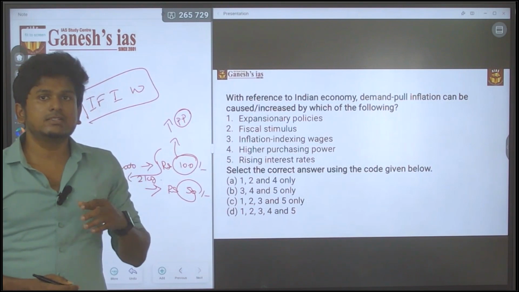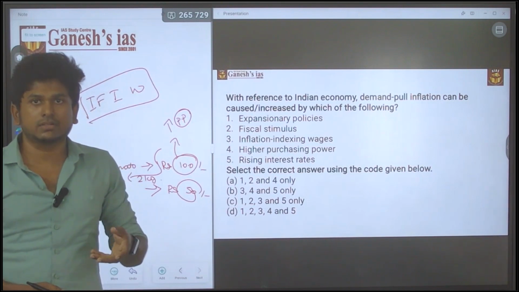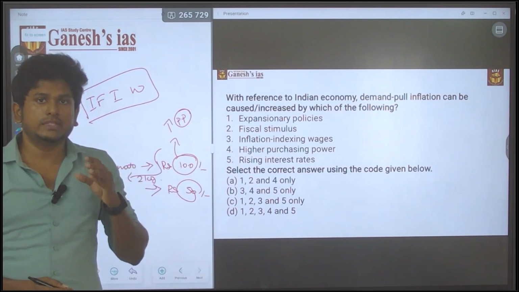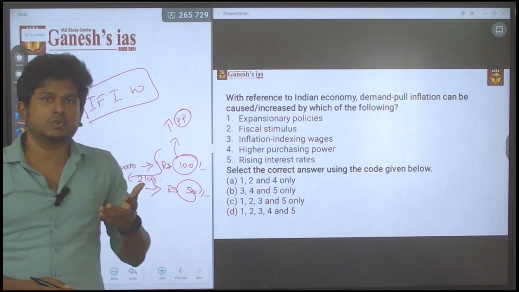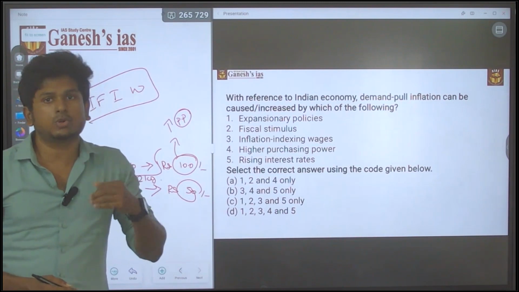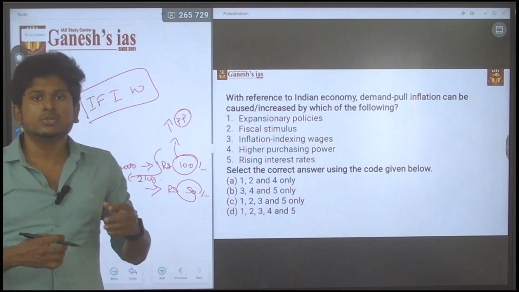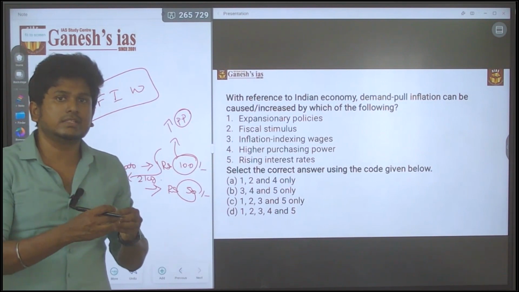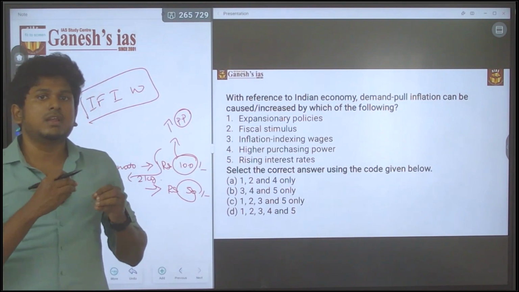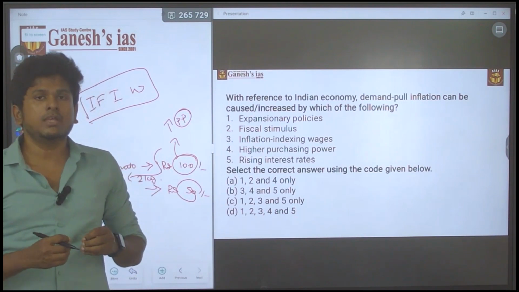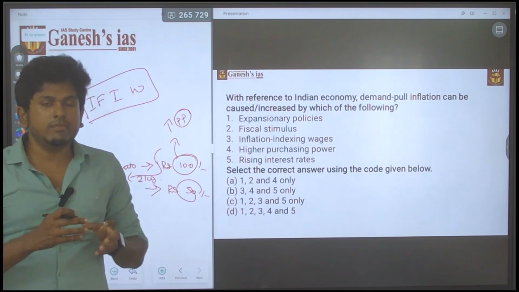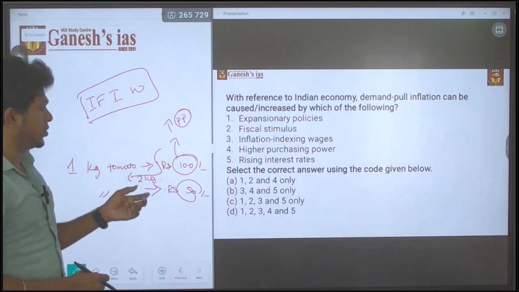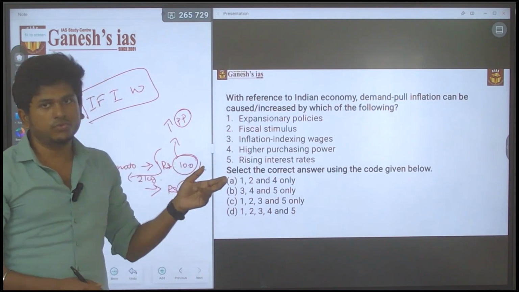So that leads to demand pull inflation. Earlier you would only consume 1 kg of tomato. Now with 100 rupees you can consume 2 kg, so you will go for buying that 2 kg of tomato. The purchasing power is increasing, which means you will fight for a lot more goods to buy, and that will lead to demand pull inflation. So the fourth statement is also right. So the answer is 1, 2 and 4 only.